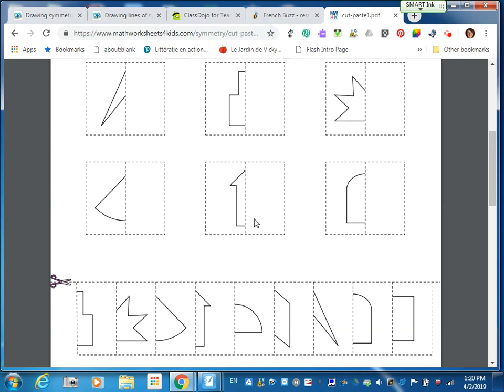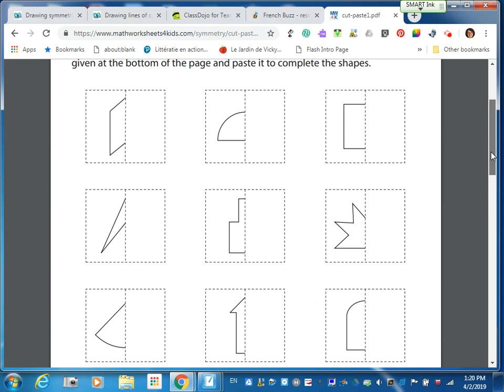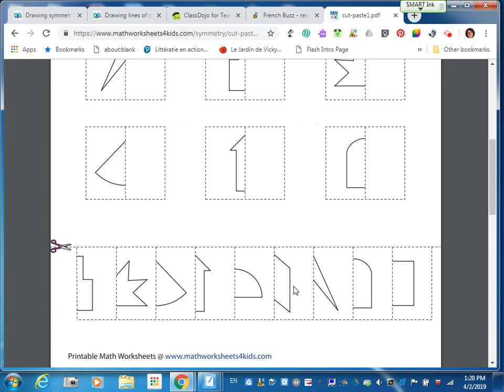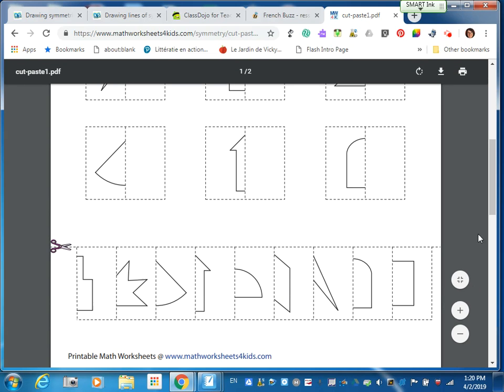Okay, so it's not going to be this shape sliding over to the other side. It's going to be a flipped image of this particular shape. So this one over here would be this one over here.